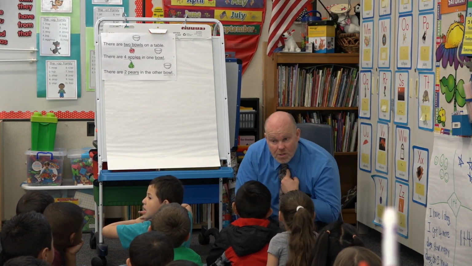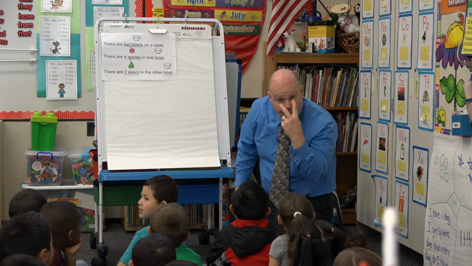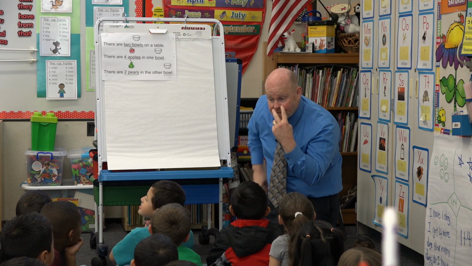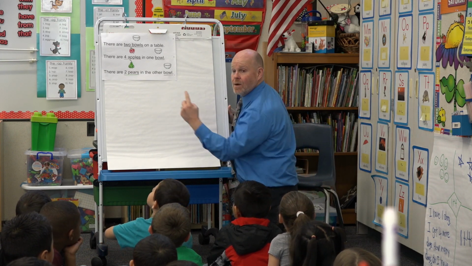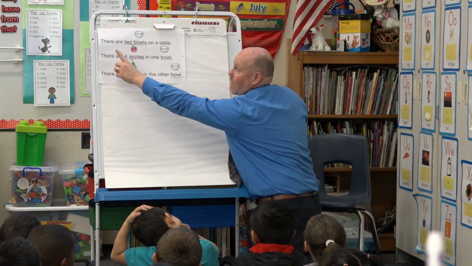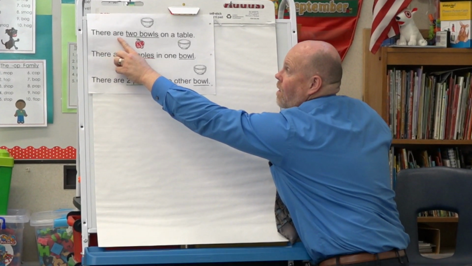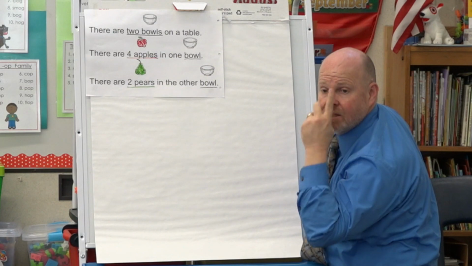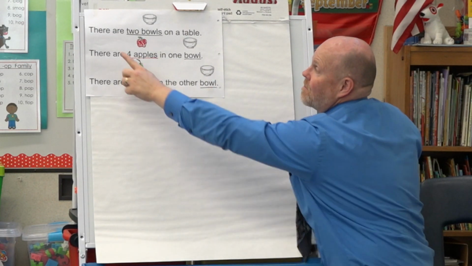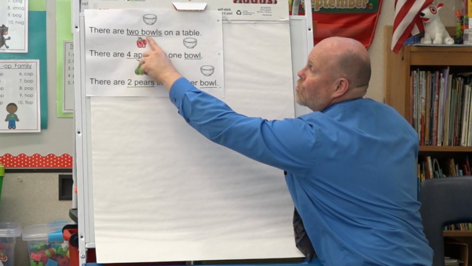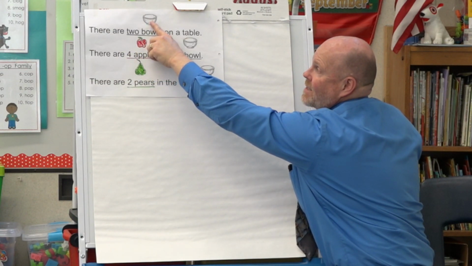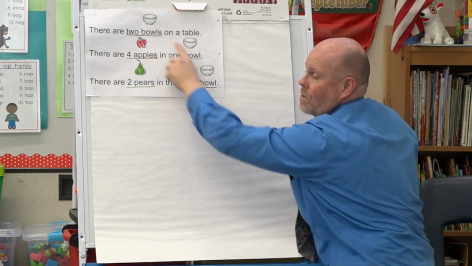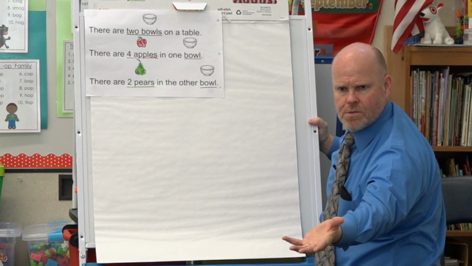I'm going to read it the first time, and I want you to follow along with your eyes. I'm going to read it out loud. Keep your mouth closed. This is awesome. There are 2 bowls. So when I get to this picture, you're going to say 2 bowls. Everybody say 2 bowls. 2 bowls.